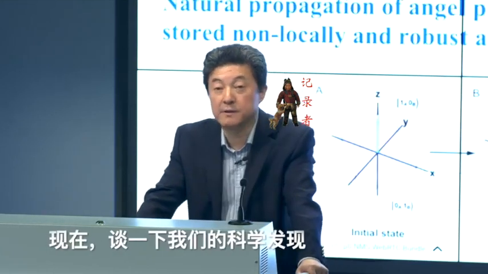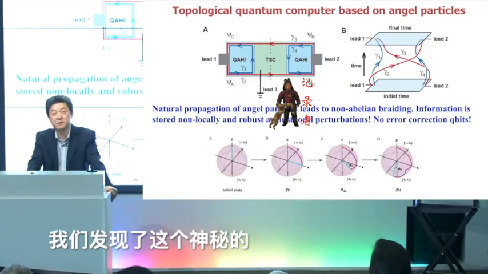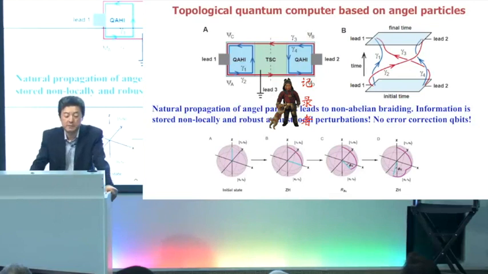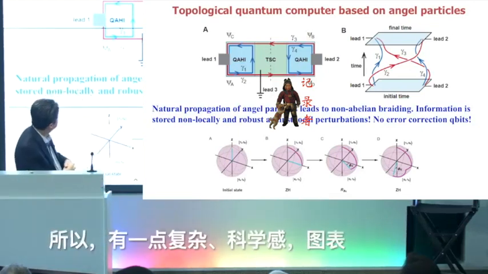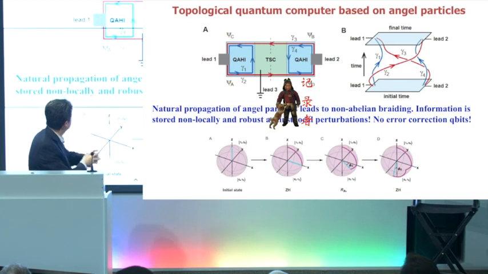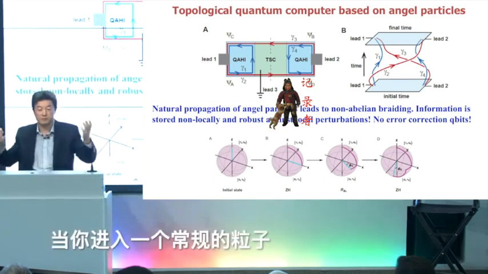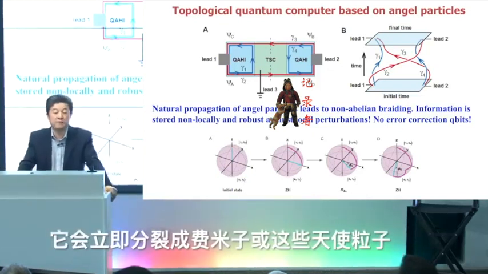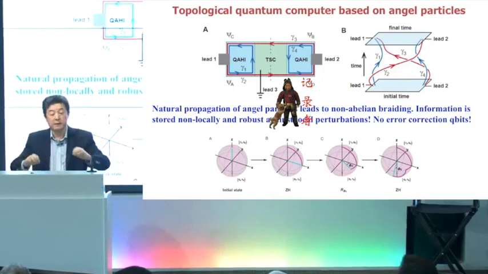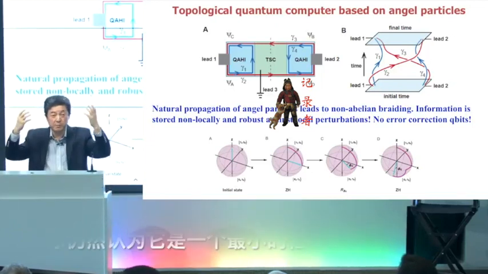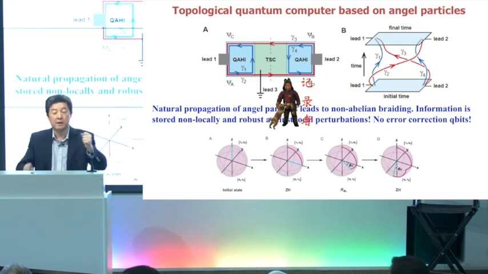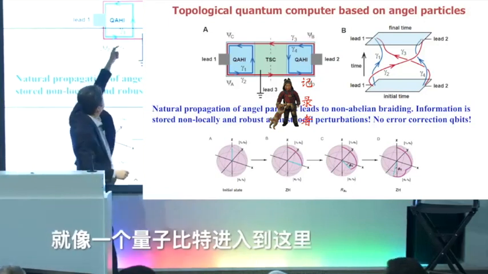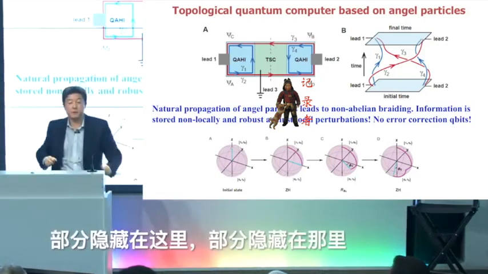Now enter my scientific discovery. We discovered this mysterious but very interesting angel particle, which is half of a regular particle. It's a somewhat complicated scientific diagram, but when you enter one qubit, which is a regular particle, it can be immediately split into two of these Majorana fermions, or angel particles, each being half. So one qubit, which you already think is the minimal thing you can have, is now stored in two angel particles. Just like one qubit entering here, it's partially stored here and partially stored there.